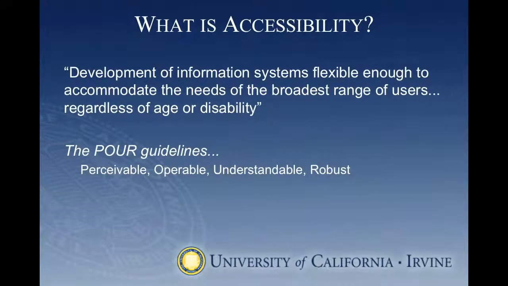Okay, so what is accessibility? On screen is a good definition. Development of information systems flexible enough to accommodate the needs of the broadest range of users, regardless of age or disability. Additionally, the POUR guidelines are a good insight to accessibility, and those POUR guidelines are perceivable, operable, understandable, and robust. I'll go over these guidelines in more detail later in the presentation.